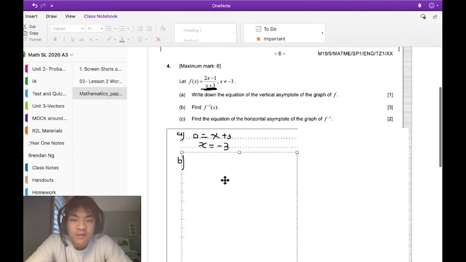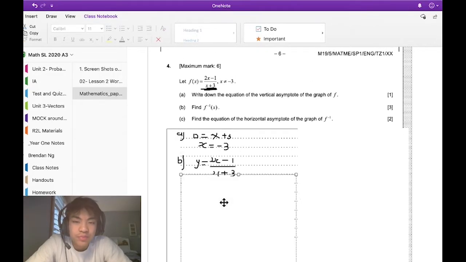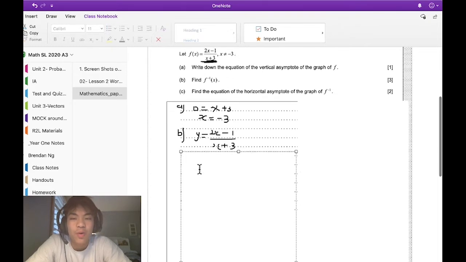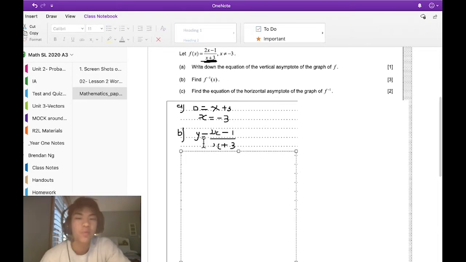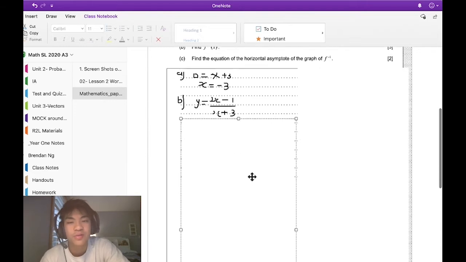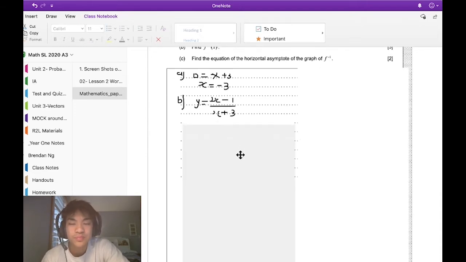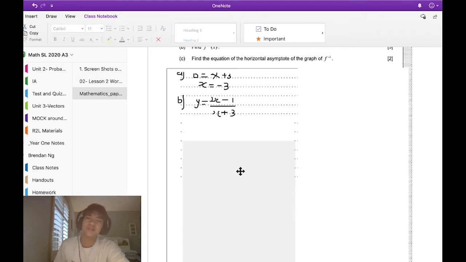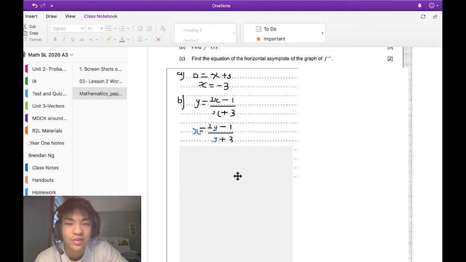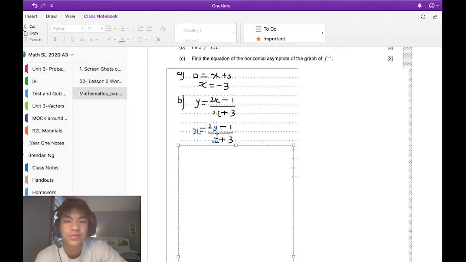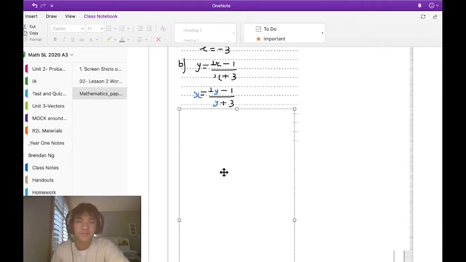Alright, so firstly, we're going to change out the f of x into a y. So it's going to be y equals (2x minus 1) over (x plus 3). Right, and then, well, I think we all know this next step. We're going to switch the x's and the y's. So you can see here, it becomes x equals (2y minus 1) over (y plus 3) instead of x plus 3. So pretty simple there.